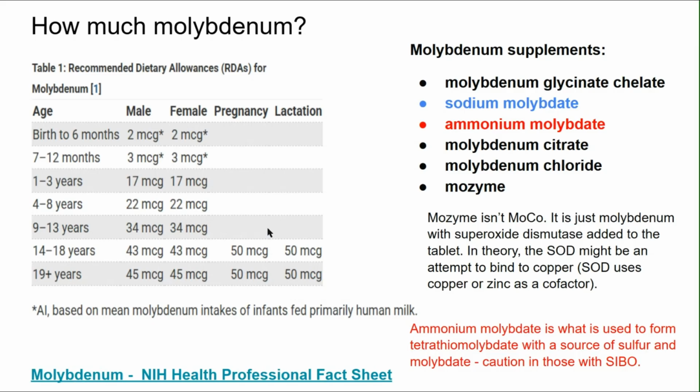So how much molybdenum? Again, we need about 45 micrograms as an adult, and then kids need much smaller amounts, so it's a little bit less. The forms of molybdenum: there's molybdenum glycinate chelate, sodium molybdate, ammonium molybdate, molybdenum citrate, molybdenum chloride, and then there's Mozyme.